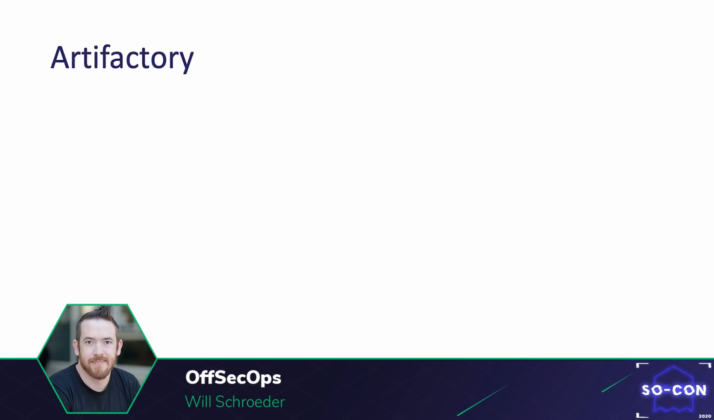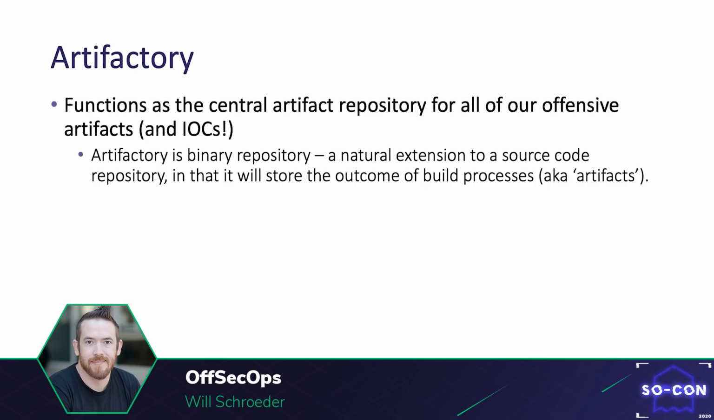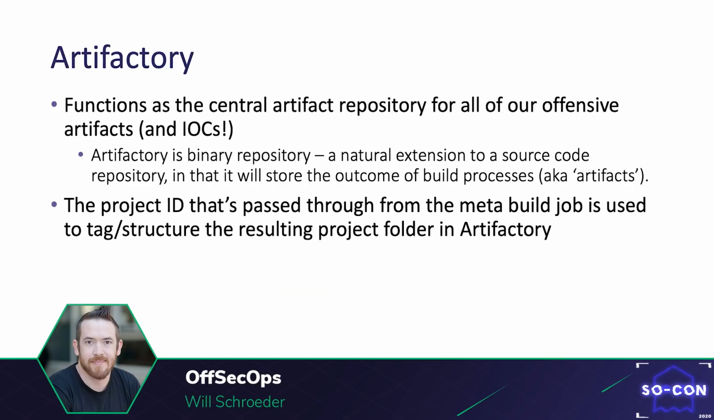Now, what do we do with these artifacts after they're built? We use Artifactory. This functions as the central artifact repository for all of our offensive artifacts and IOCs. Artifactory is a binary repository, which is a natural extension to a source code repo, in that it will store the outcome of build processes, or artifacts. So any PowerShell PS1, any position-independent shellcode blob bin, any C# built assembly gets stored in Artifactory after it's generated on the Jenkins side. That project ID or engagement ID that I mentioned, that metadata, is passed through this build job and is used to tag and structure the resulting project folder in Artifactory, which I'll give an example of in a sec.